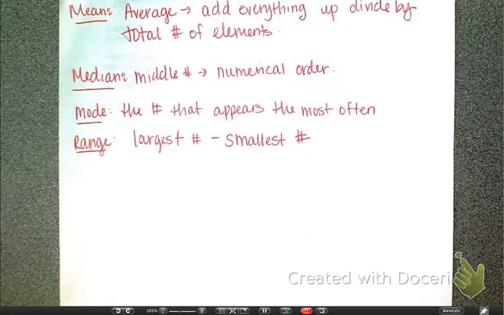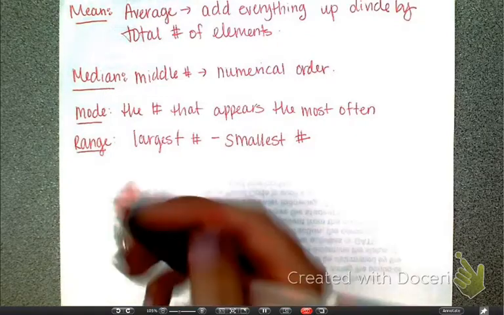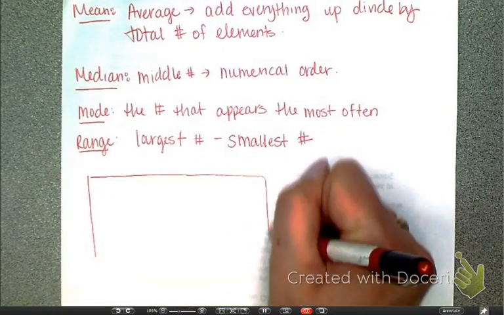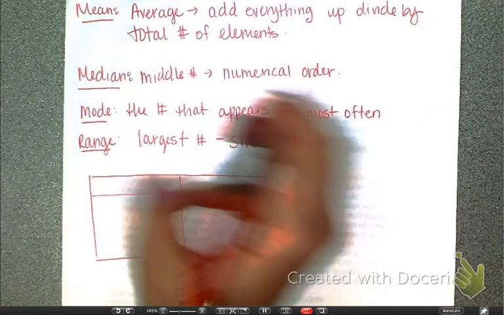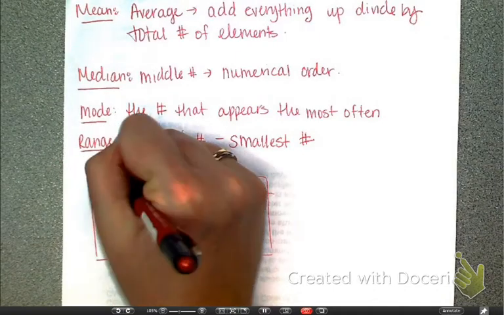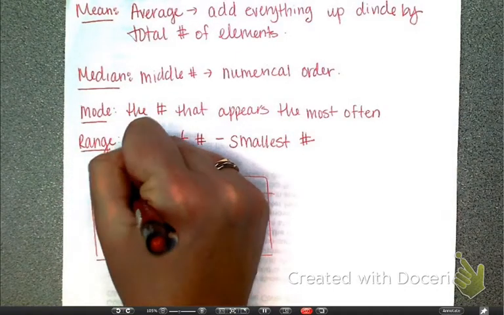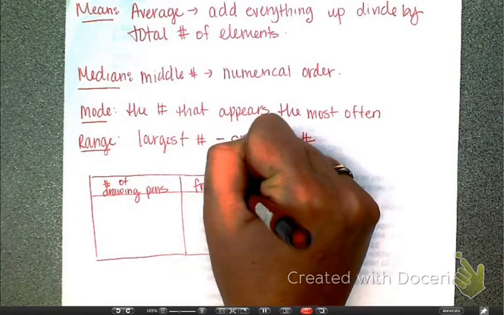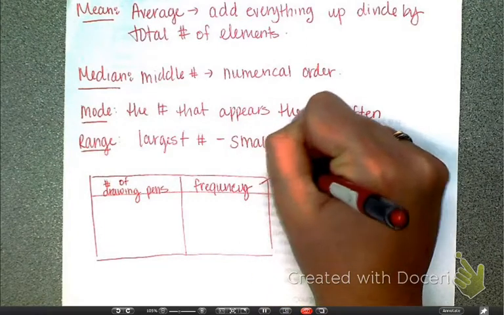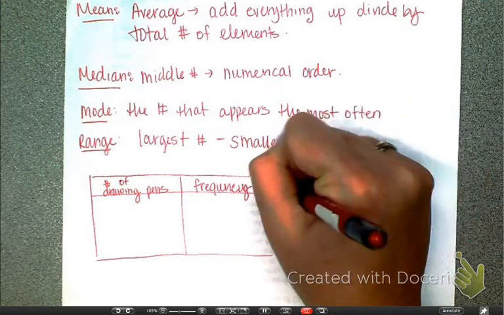Does anyone know what the definition of frequency is? Something what? Sounds like frequent. Frequent. What does that mean? It's how many times something occurs. Okay? So we're just taking our data set. So instead of me giving you a list, I'm giving you a table that tells you how things occur. So the frequency, again, is the number of times something occurs.